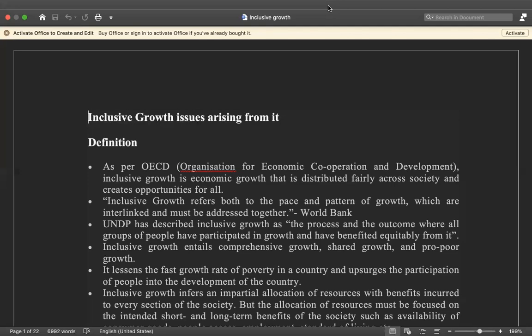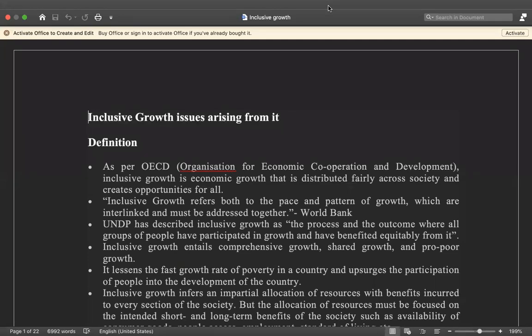So what we are discussing right now is inclusive growth. What is the meaning? A small, simple meaning of inclusive growth is equitable distribution of income and wealth to all the sections of the society, irrespective of their social strata. Clear? Are you following me? Next.